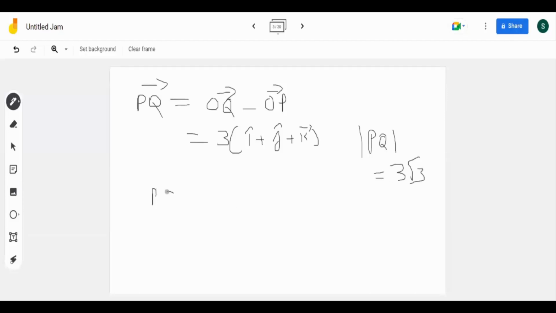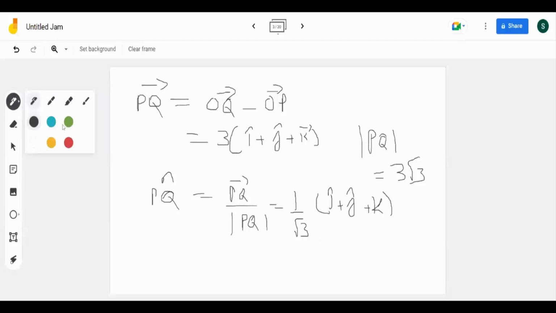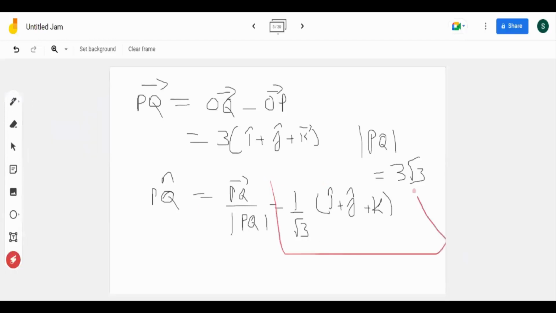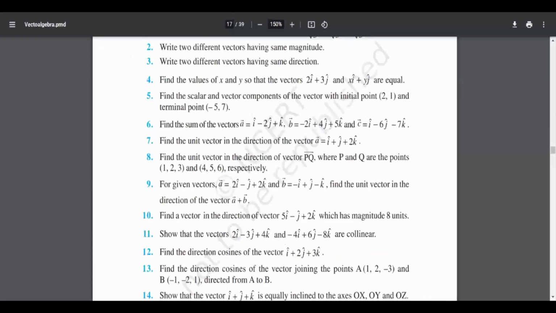The unit vector of PQ will be vector PQ by magnitude, vector PQ by mod PQ, which is equal to 1 by root 3 times i plus j plus k. So this is our unit vector. So what we learned is that a unit vector is any vector which gives us the direction. What is direction? Vector by magnitude itself. Okay, so first find the vector, then find its unit vector.